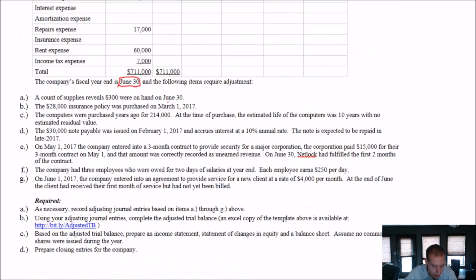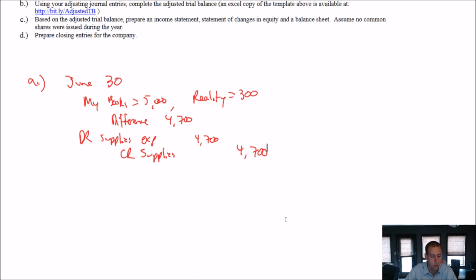Let's do the second. $28,000 insurance policy was purchased on March 1st. Well, today is June 30th, so March, April, May. We know 3 months have gone by since I purchased it. So $28,000 insurance policy, I would have gotten debit prepaid insurance, credit cash, $28,000. But I'm not interested in that entry. I'm only interested in this problem in my June 30th adjustment. So I've got a $28,000 insurance policy, and I bought the thing on March 1st. So March, April, May, June, 4 months. I think I miscounted before. March, April, May, June, 4 months. So 4/12 of this thing has expired.